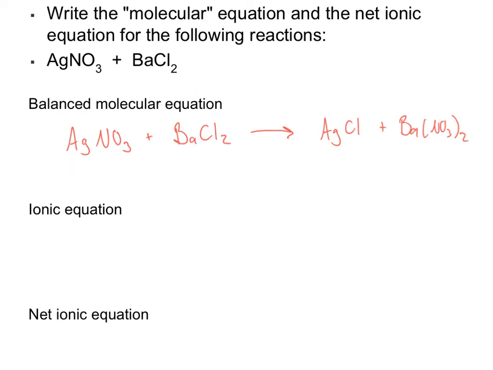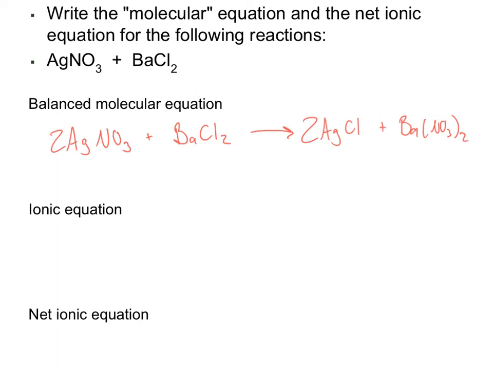And so to balance this reaction, we see that we have 2 Cl's over here and 1 Cl over here. And so we can add a 2 in front of our AgCl. This now gives us 2 silvers on the product side. And so let's have 2 AgNO3s. We see that that now gives us 2 NO3s. We have 2 NO3s over here. So now we have our balanced molecular equation.